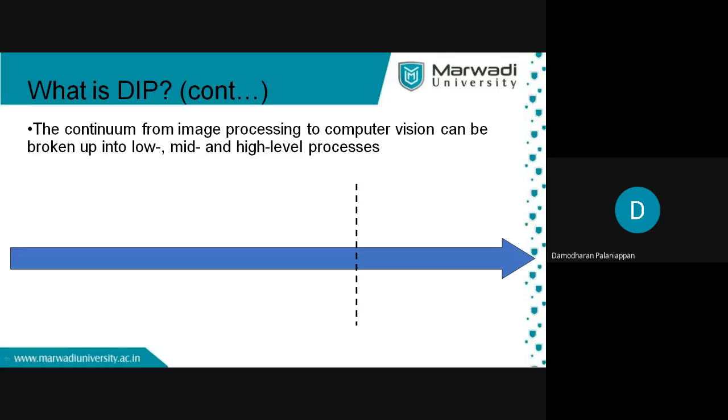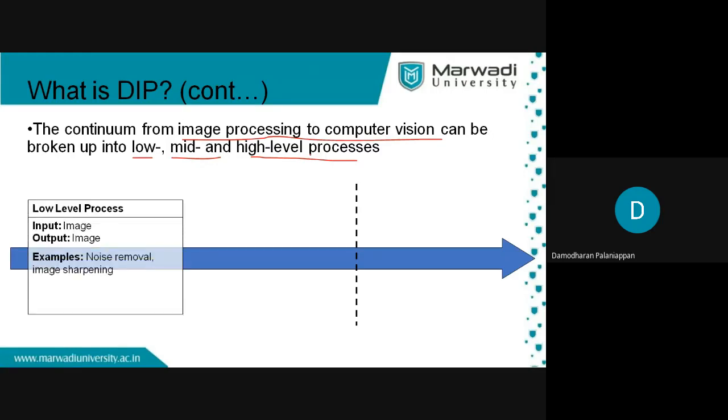Digital image processing is divided into three processes. That is, to continue from image processing to computer vision, meaning capturing the image. After capturing the image, it is transferred to the system, and the system is able to perform some operations on the digital image. It can be seen as three processes: low level, mid level, and high level process. We will see them one by one. What is the low level process?